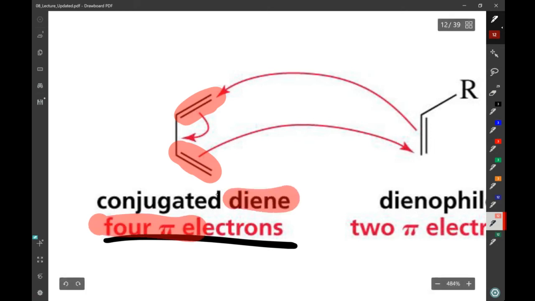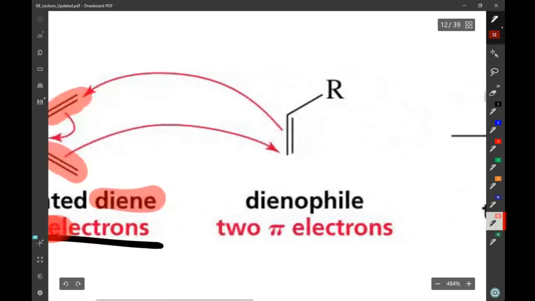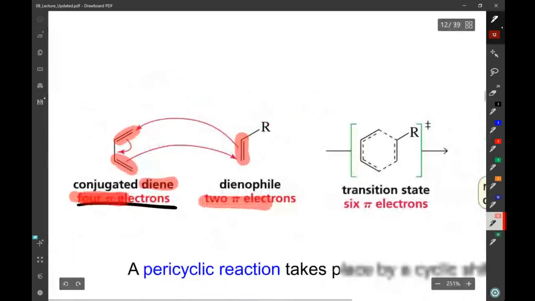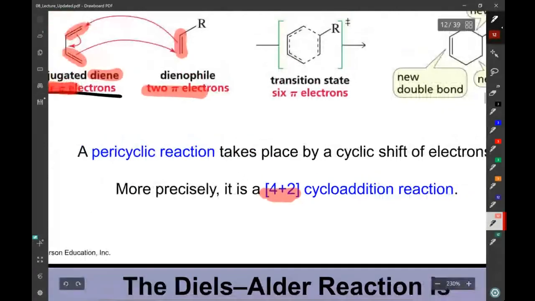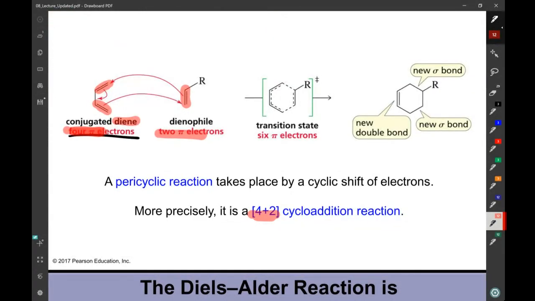So your diene will always have 4 pi electrons. Now, your dienophile here will have 2 pi electrons. Does that make sense? That's why this reaction is referred to as a 4+2 reaction. We refer to it as a 4+2 reaction because we have 4 electrons from the diene and 2 electrons from the dienophile. It is called a 4+2 cycloaddition. Cyclo means that we are forming a cyclic system. Addition because we are combining 2 components to form 1.